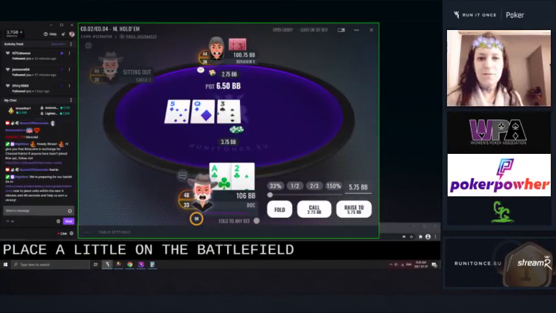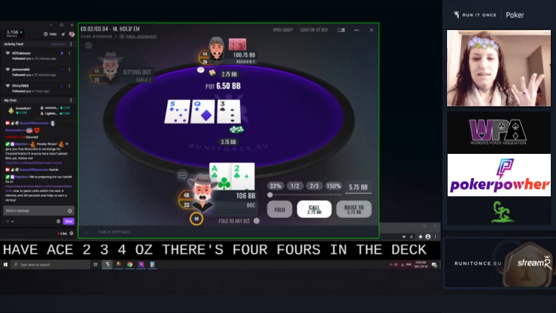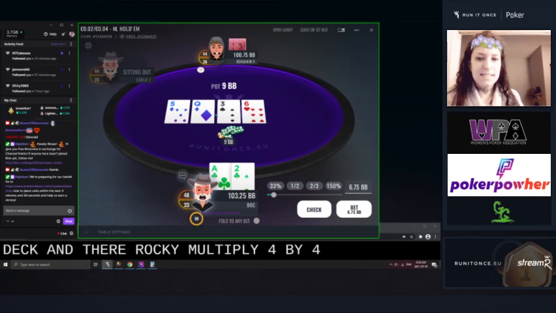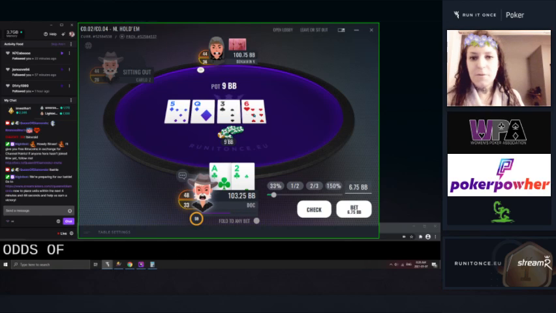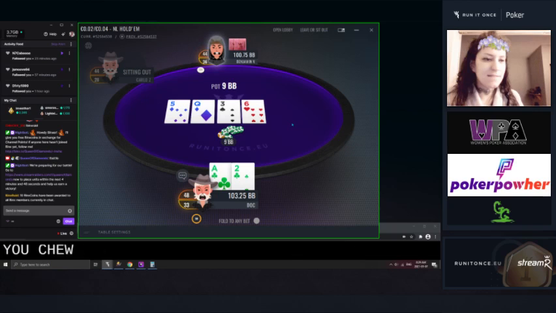We have ace, 2, 3, blank, 5. That means we have 4 outs. There's 4 4s in the deck. And they're on the flop, you multiply 4 by 4 to get the odds of completing that. So 16. Now it's not as great odds. I'm going to check. Probably have to fold here. Bets more, but we'll see if he checks.